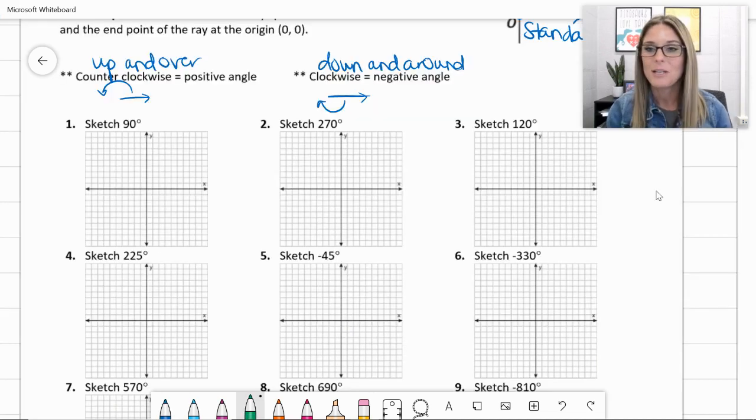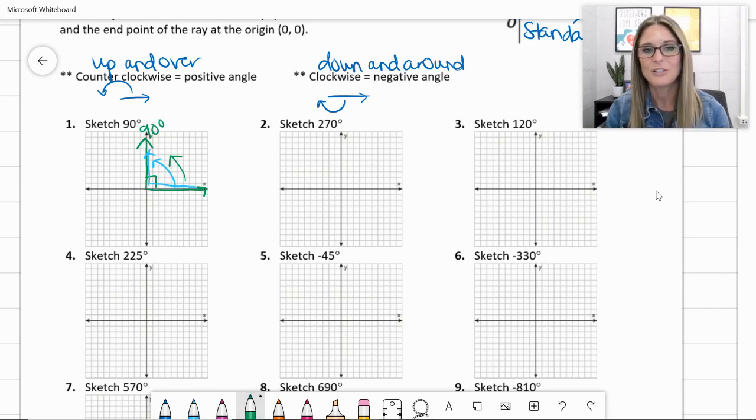Let's start with number 1, sketching 90 degrees. Hopefully this is review. We're going to start in our standard position here on positive x-axis. We're going to rotate it up and over to create a positive angle, and we want positive 90 degrees. So hopefully you recall that that is going to be straight up, positive 90 degrees. So as I sketch this, it's going to be that angle from that starting position and then straight up.